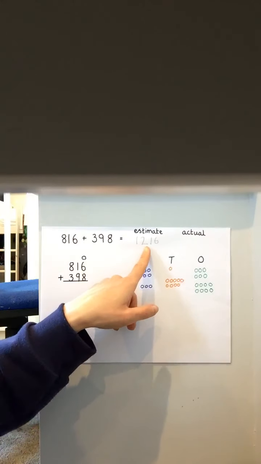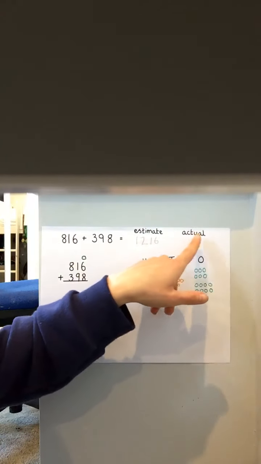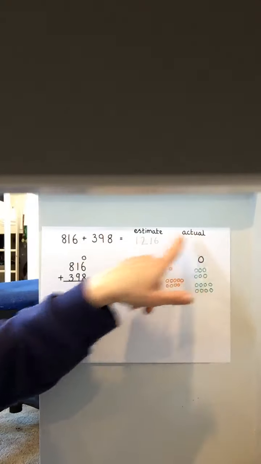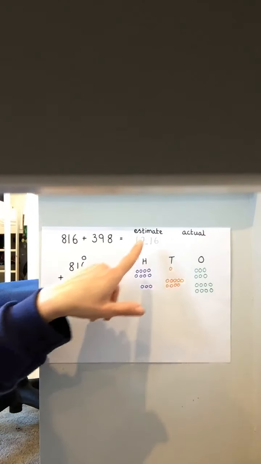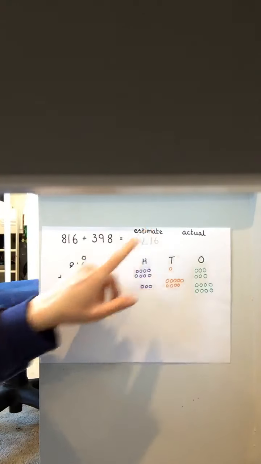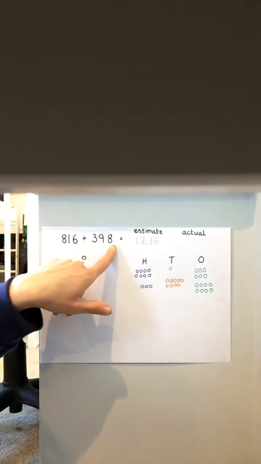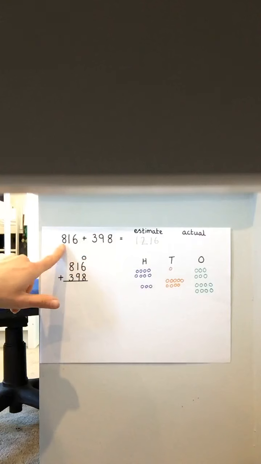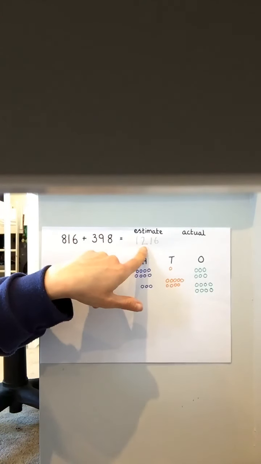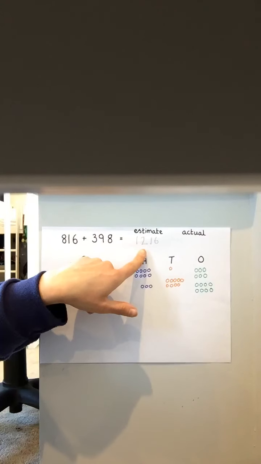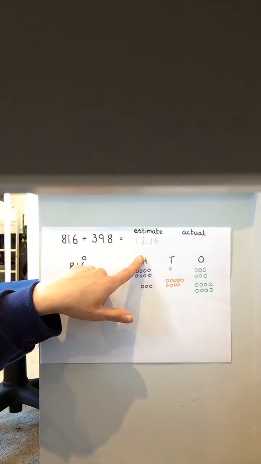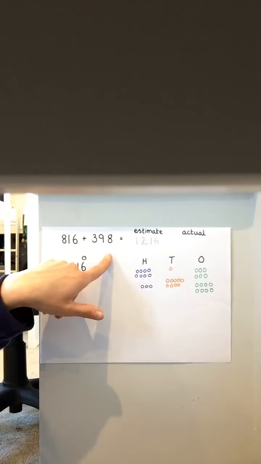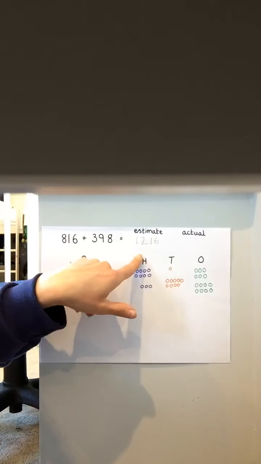Now, as you can see here, I've written estimate and actual. So I don't know my actual answer yet because I haven't worked it out, but I can make a pretty good estimate because I know that 398 is only 2 away from 400. And I can do 400 add 816 by counting in hundreds, and I get to 1,216. Now that's not going to be the actual answer because I had to add on 2 to get to 400, but it's going to be around that answer.